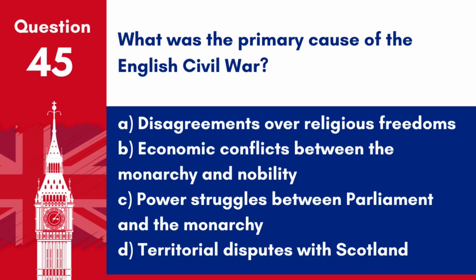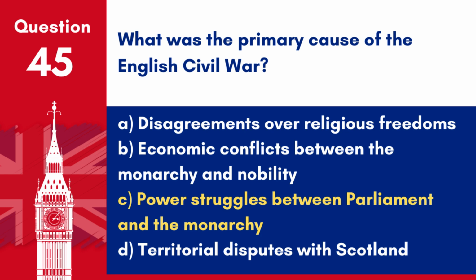Question 45. What was the primary cause of the English Civil War? A. Disagreements over religious freedoms. B. Economic conflicts between the monarchy and nobility. C. Power struggles between Parliament and the monarchy. D. Territorial disputes with Scotland.